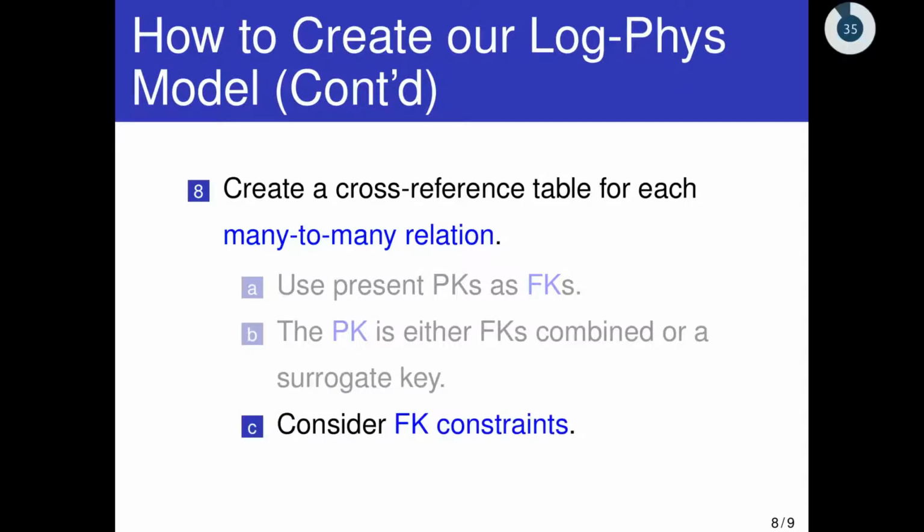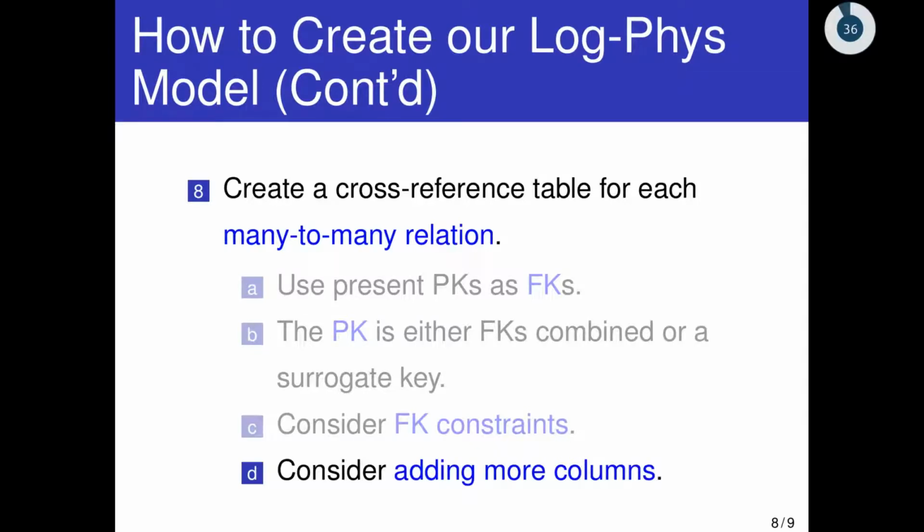Next step is to, as usual, consider foreign key constraints. And last, we consider adding more columns to the cross-reference table if we realize that this cross-reference table represents something that really exists in reality and that should be modeled in the database. Then it might be that this thing has more attributes, and we need more columns. But that is only if the cross-reference table really symbolizes an existing entity, not if it is just a helper table to resolve the many-to-many relation.